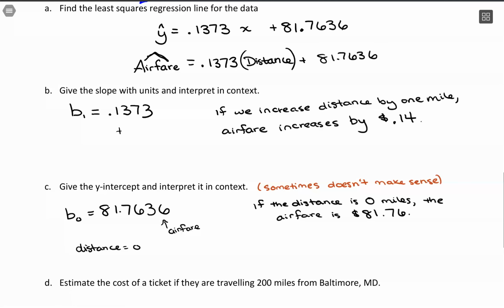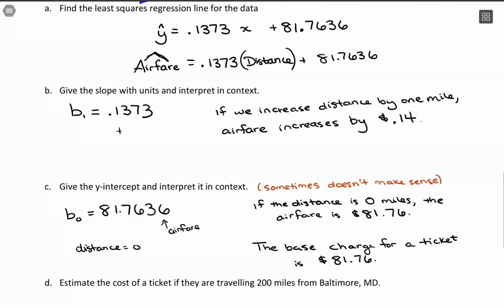However, what we could think is for someone buying a ticket without having any sort of distance added onto it, they're paying this $81.76 each time they buy a ticket. So what we could interpret this as in this case is like a base charge. It's like those extra fees or taxes that they add on with it. So we could interpret this as the base charge for a ticket. It's like this amount will always be part of the ticket sales. So it takes a little thinking to get there.